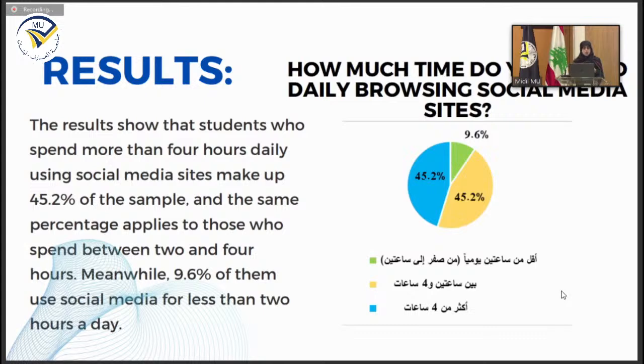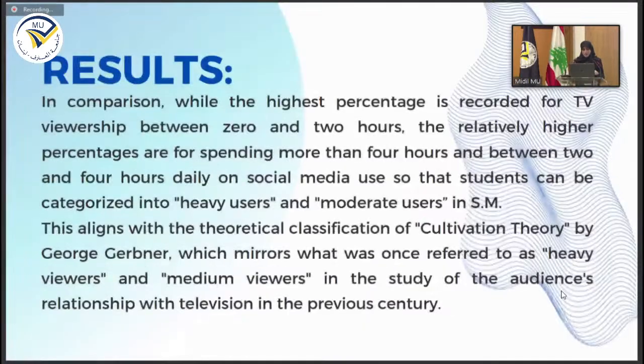The results show that students who spend more than 4 hours daily using social media sites make up 45.5% of the sample, and the same percentage applies to those who spend between 2 and 4 hours daily. Meanwhile, only 9.6% of them use social media for less than 2 hours. In comparison, while the highest percentage is recorded for TV viewership between 0 and 2 hours, the relatively higher percentages are for spending more than 4 hours or between 2 and 4 hours on social media.